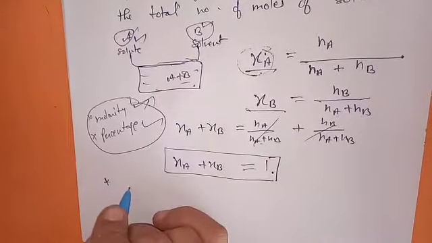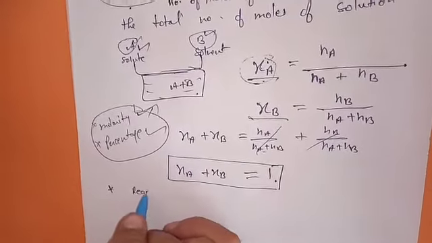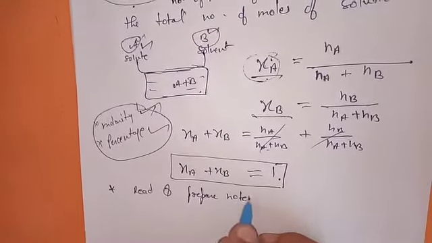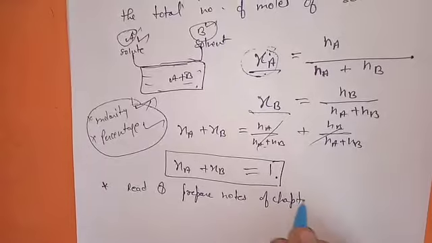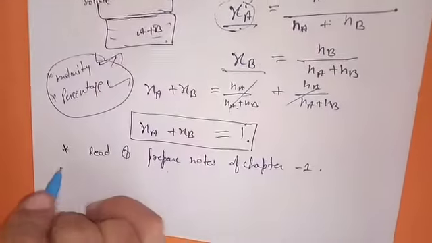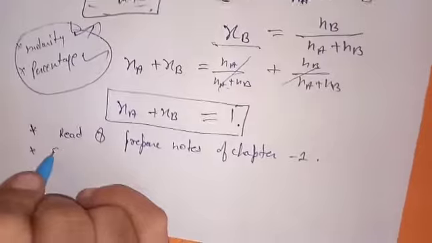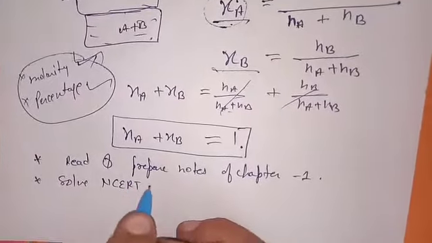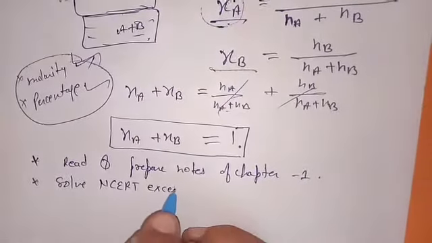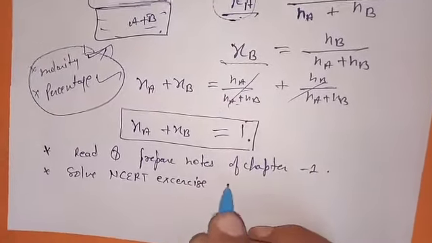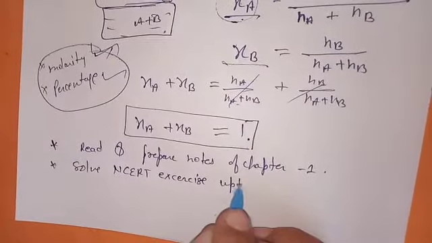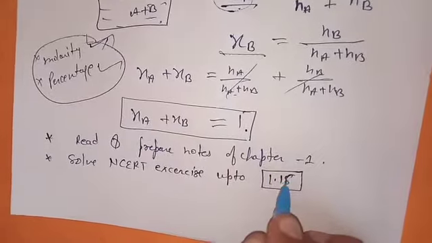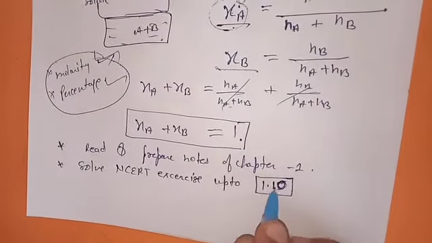So the first work is to read and prepare notes of the chapter first. Second thing, solve the NCERT exercise of this chapter, let's say up to 1.15. Take 1.1 only, giving 10.